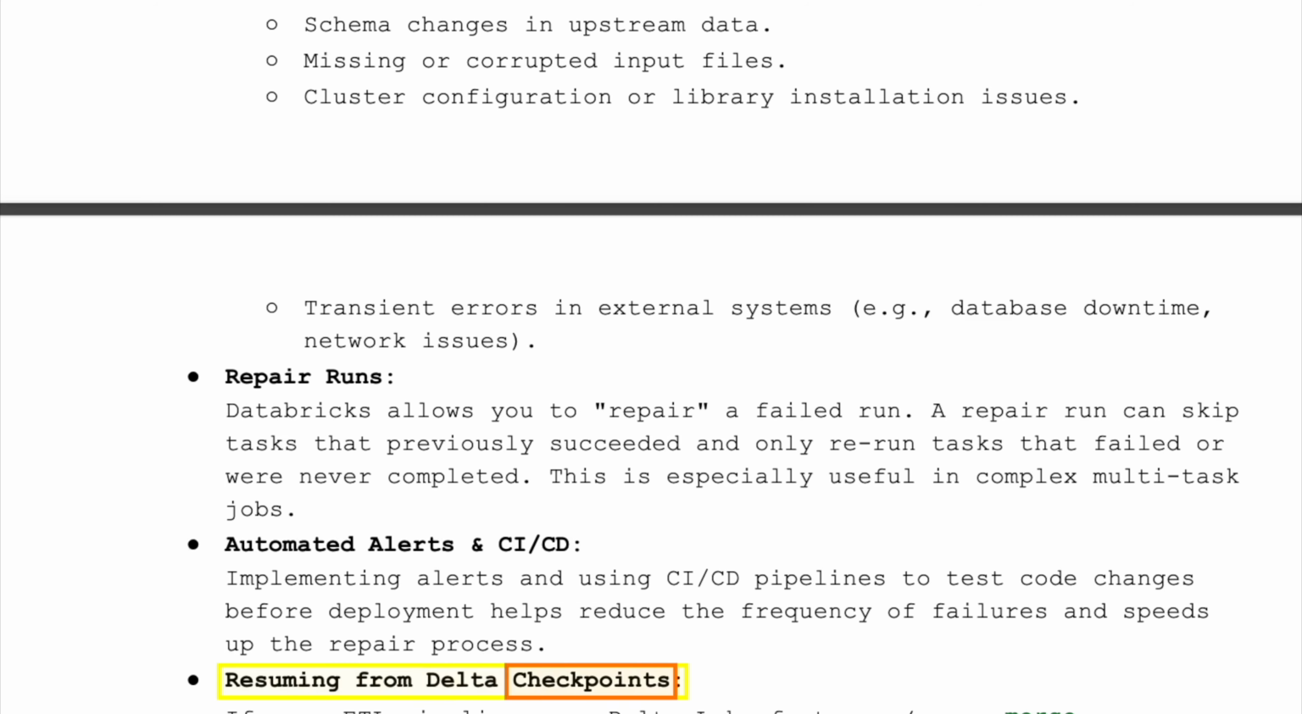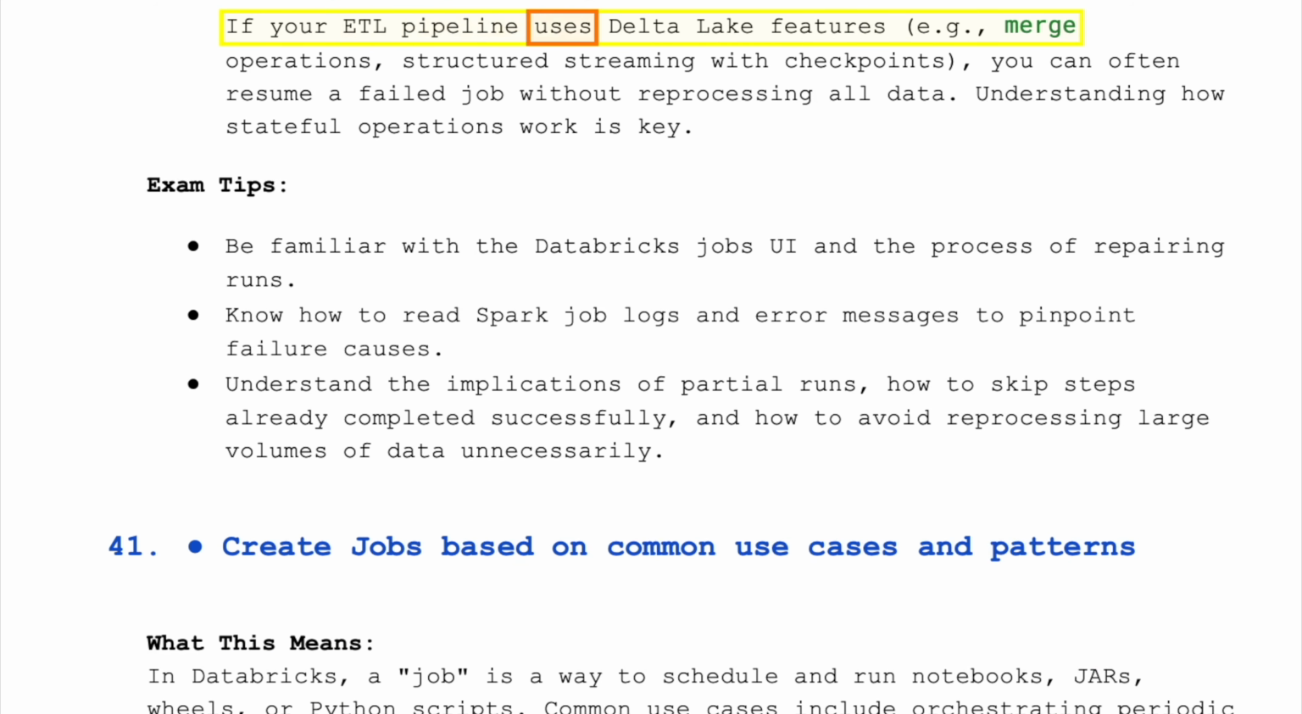Resuming from Delta checkpoints. If your pipeline uses Delta Lake features, for example, merge operations, structured streaming with checkpoints, you can often resume a failed job without reprocessing all data. Understanding how stateful operations work is key.